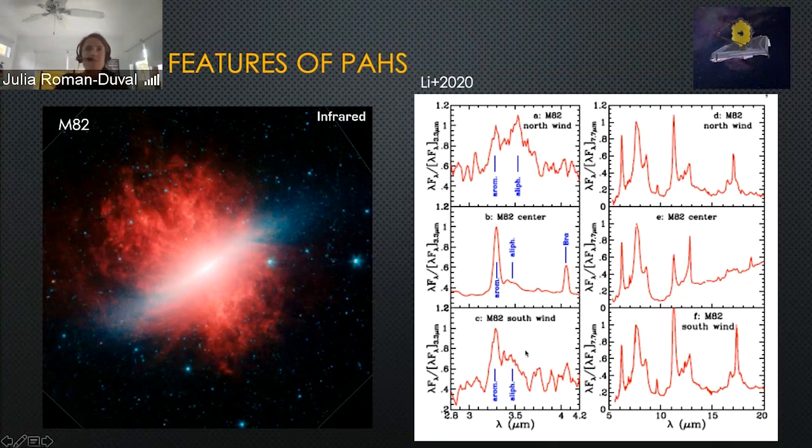And you can see that the shape of the spectra changes significantly from one region to the next, indicating that the properties of the superwind also change. And we can use those spectra, the shape of those spectra, to actually infer the properties of the gas and dust in this hot superwind.